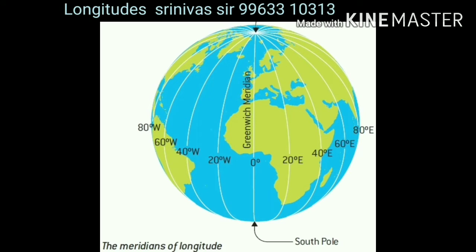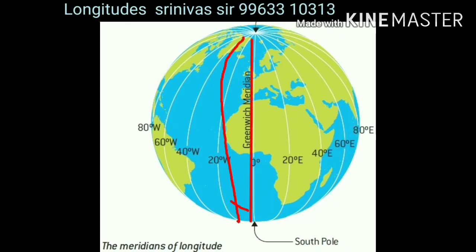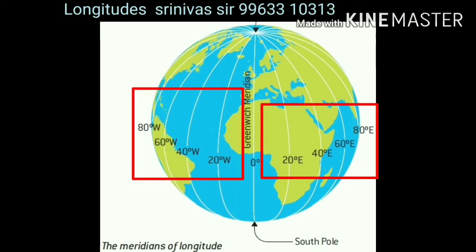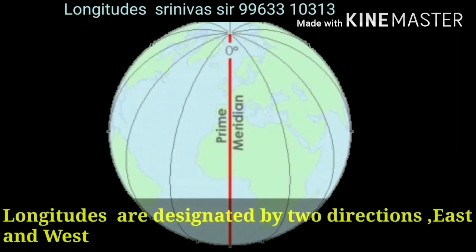The longitudes which are located on the right side of the Greenwich meridian, that means the east side of the Greenwich meridian, are called eastern longitudes, and the longitudes which are located on the left side of the Greenwich meridian, that means the west side, are called western longitudes. So there are eastern longitudes and western longitudes, but there are no north longitudes or south longitudes. Longitudes are designated by two directions, east and west.